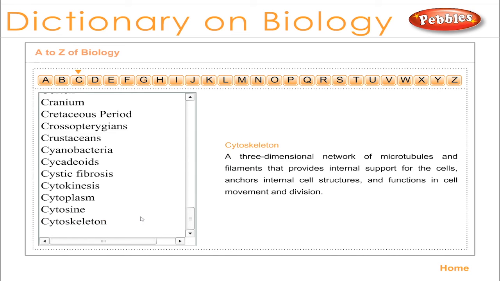Cytoskeleton, a three-dimensional network of microtubules and filaments that provides internal support for the cells, anchors internal cell structures, and functions in cell movement and division.